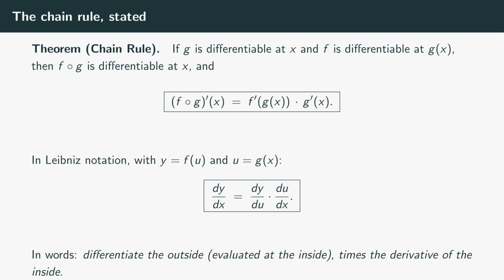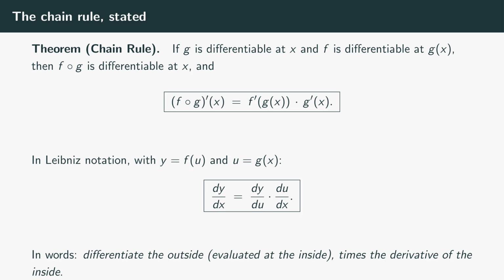The output is a product of 2 pieces. The first piece is f prime, the derivative of the outer function, evaluated not at x but at g of x, the value the inner function produced. The second piece is g prime of x, the derivative of the inner function evaluated normally at x.